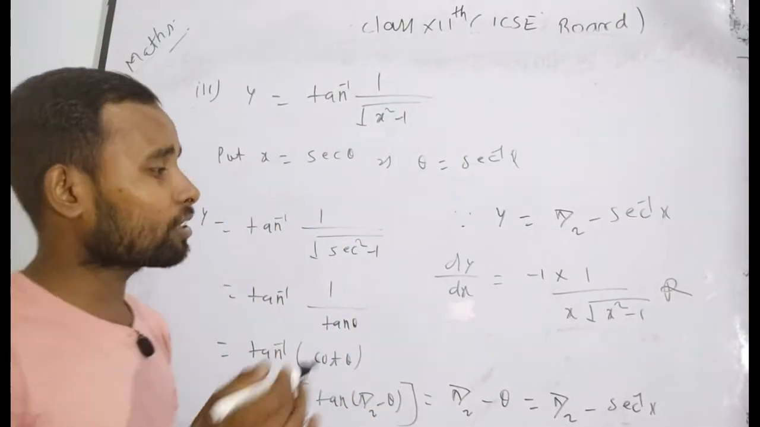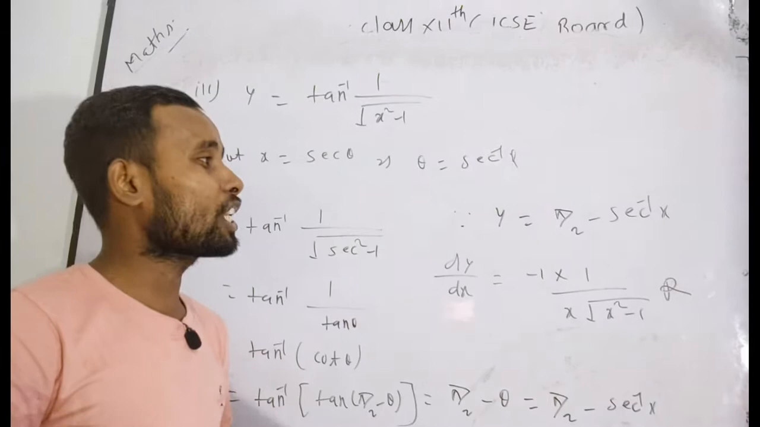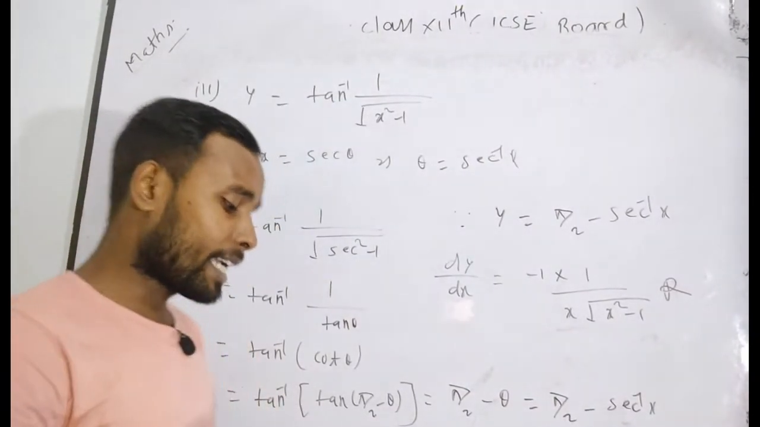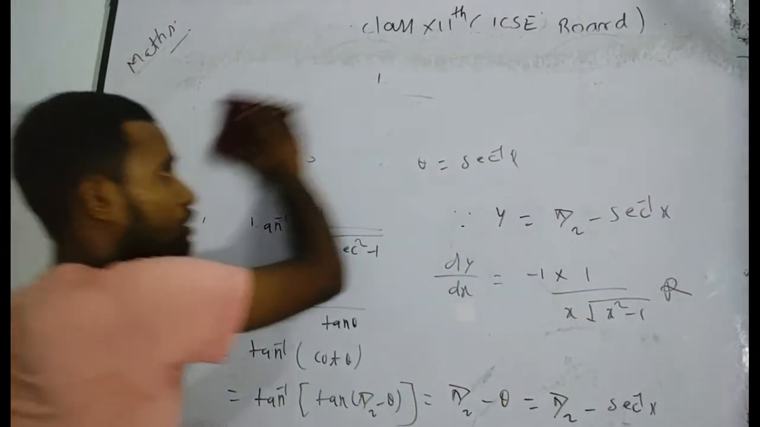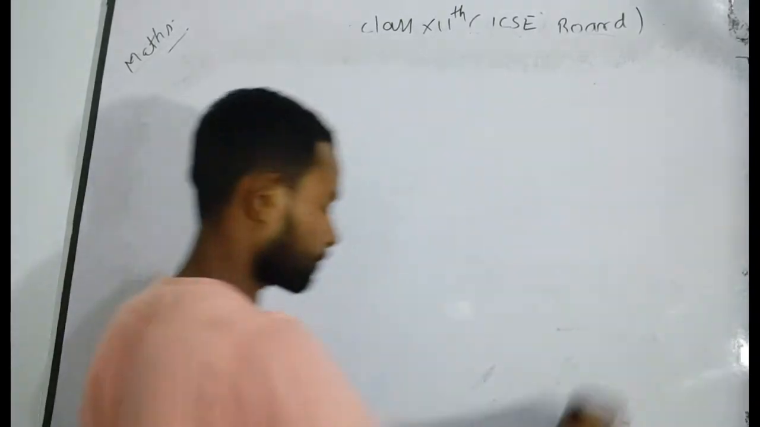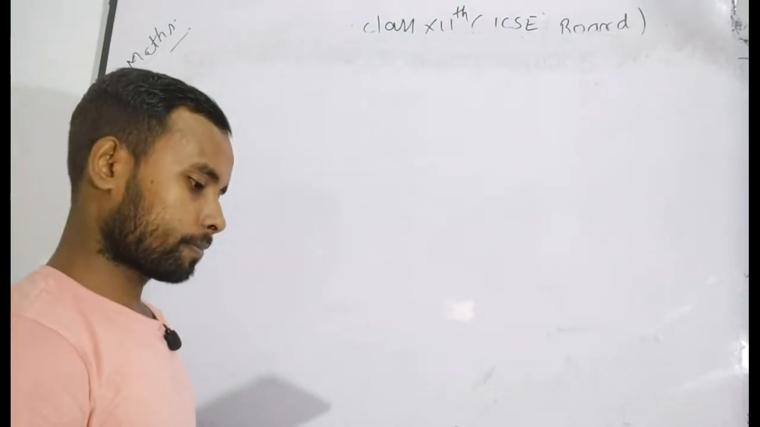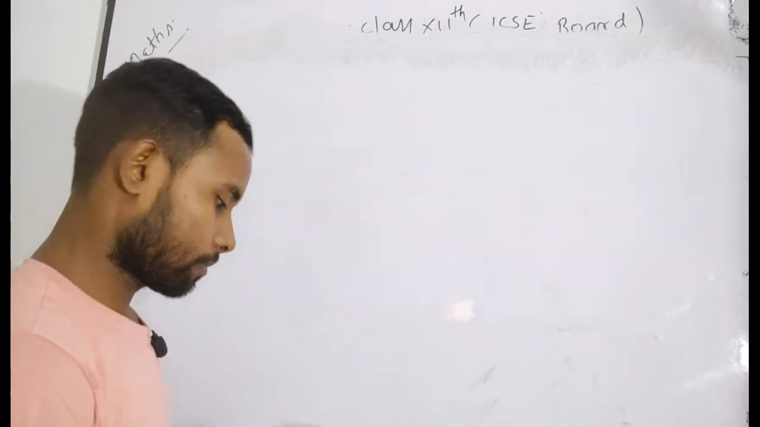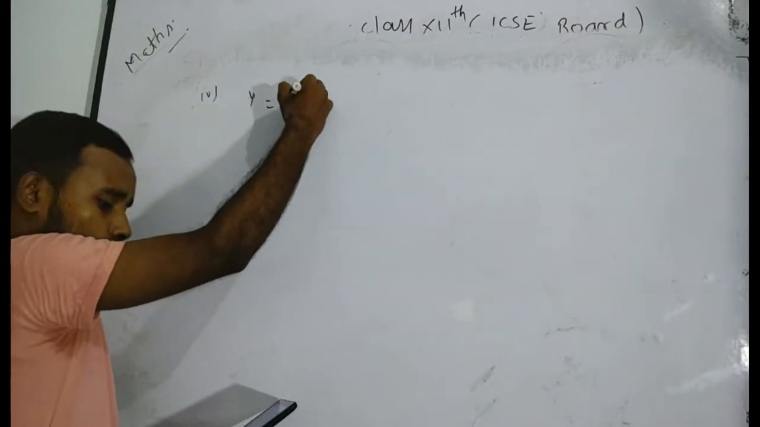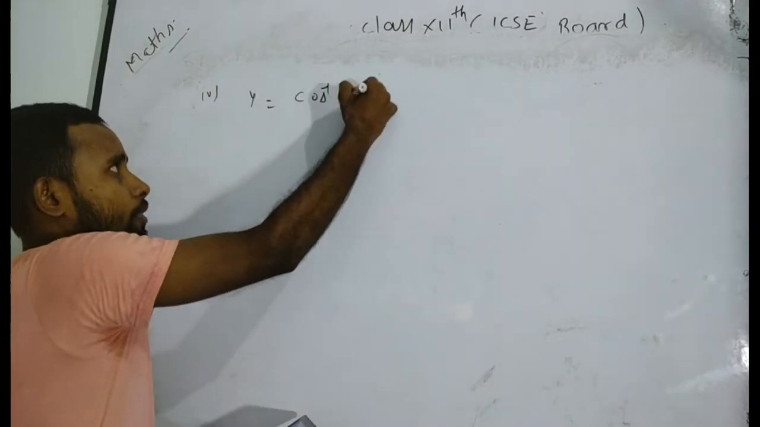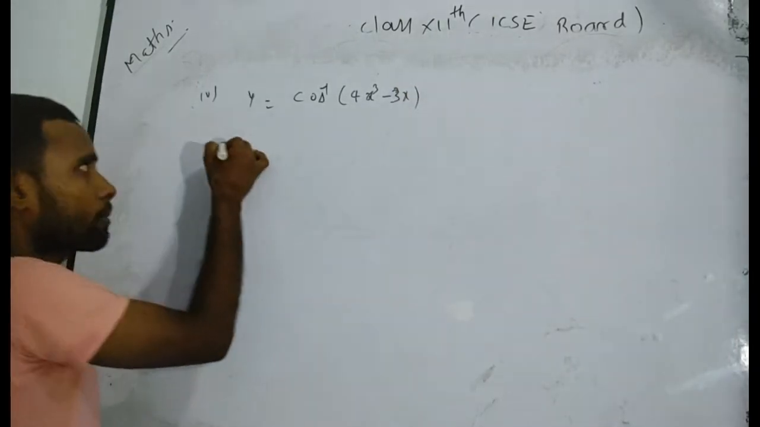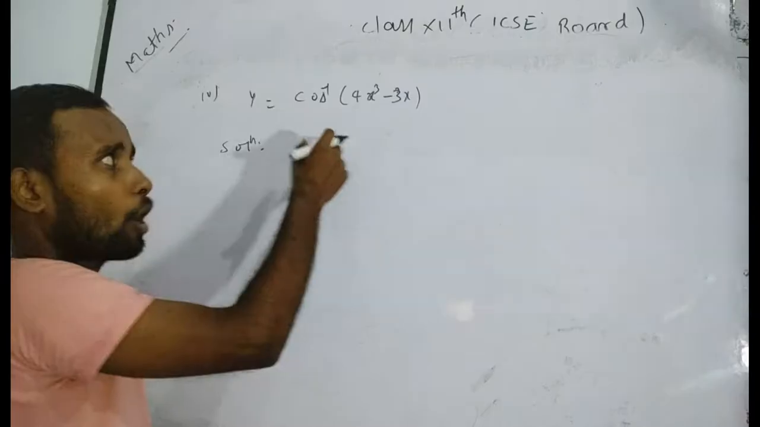You can see all these problems are very easy. Only we have to convert into simplified form. Again, see your next question. Question 4. There is given y is equal to cos inverse of 4x cube minus 3x. How can you solve? It is also very easy, because what is this?